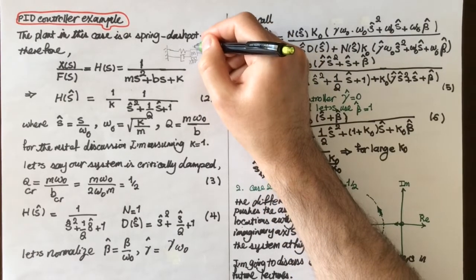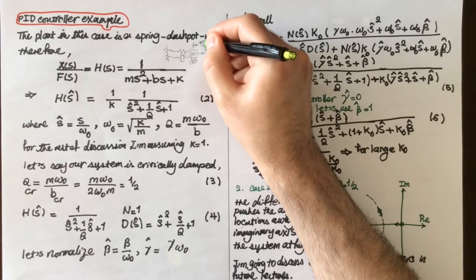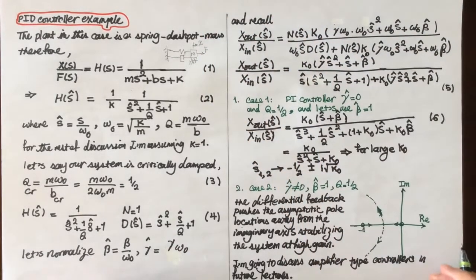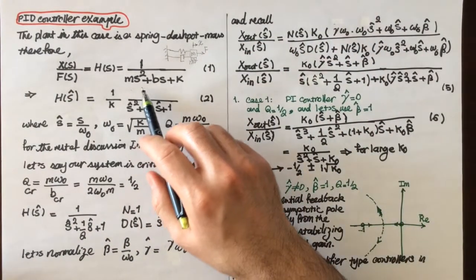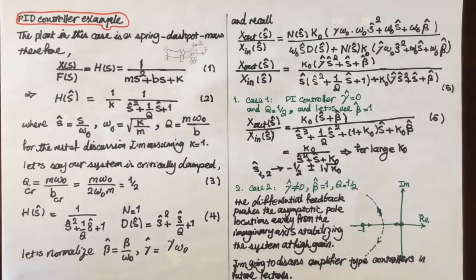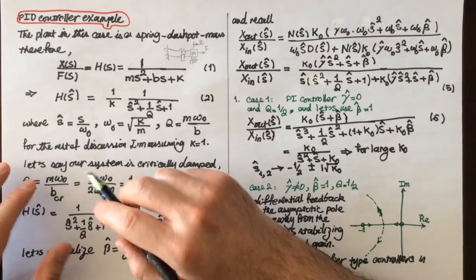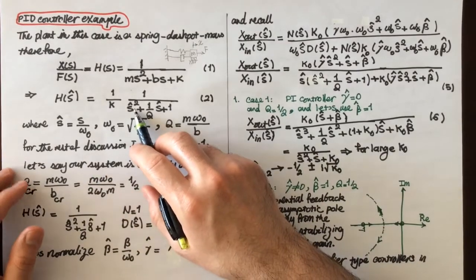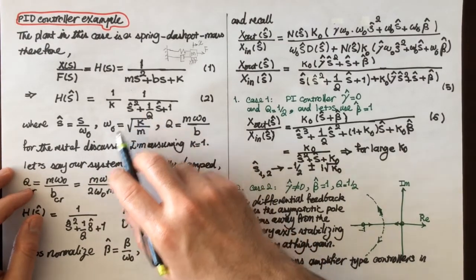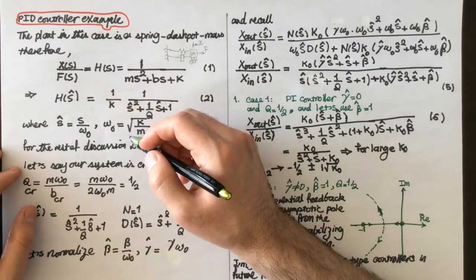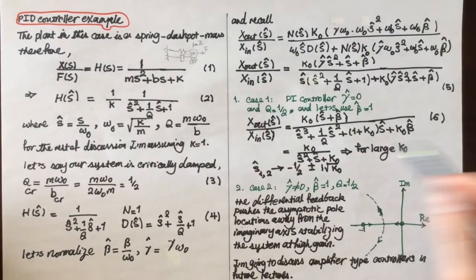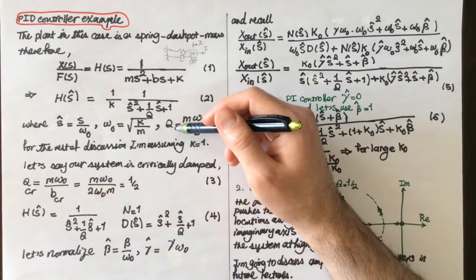F, and this is X. You write down the equation of motion, the linear equation, take the Laplace transform, and you end up having the plant transfer function. Then I'm going to normalize this transfer function. I'm going to normalize s with respect to omega 0, omega 0 being the natural frequency of the undamped system. And I define a quality factor.